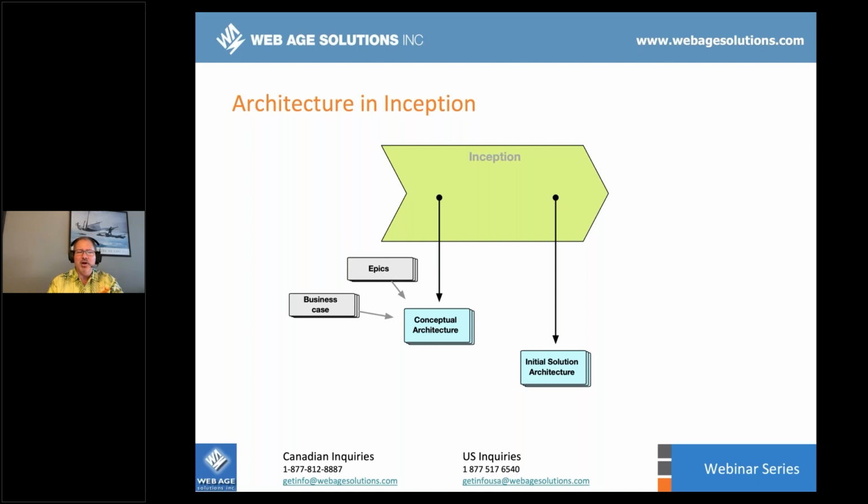I was very deliberate in calling this the initial solution architecture because I want to make it clear that what we're not trying to do is produce the complete architecture for the system. This is not a one-time thing. This is just a starting point.